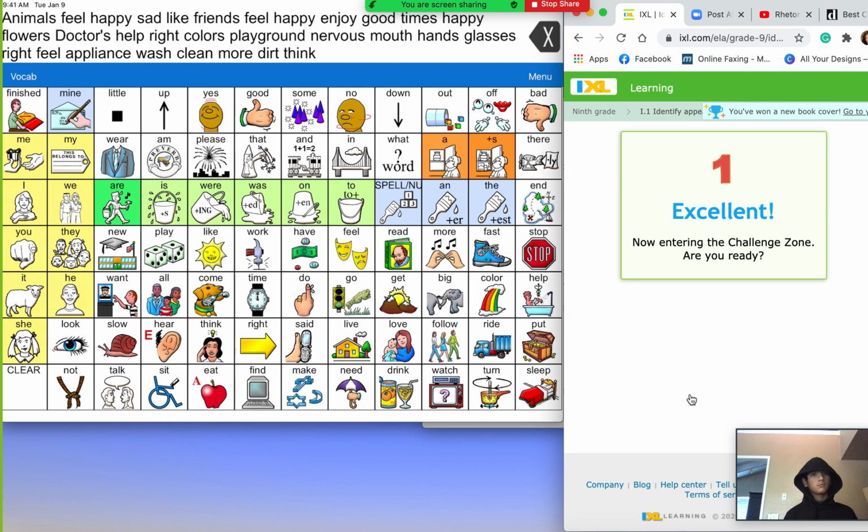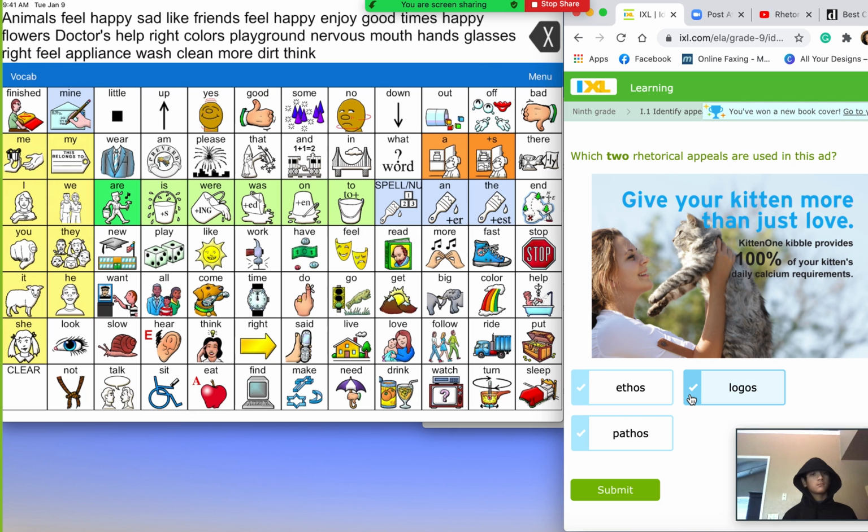Awesome. Okay. So this is the challenge zone. Do we want to do this one? Yeah, we can do this one. We haven't done anything with this rhetorical method. All right, what do we see here? Tell me about this picture.